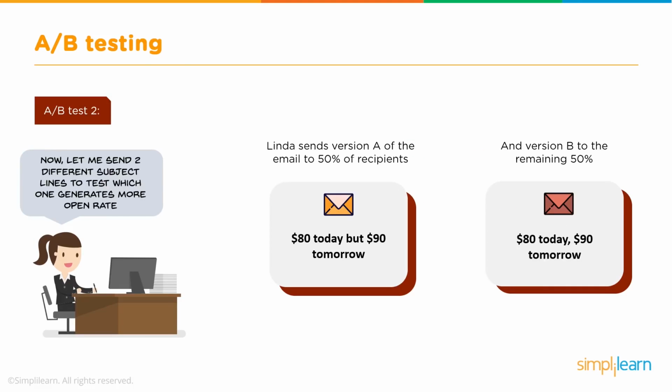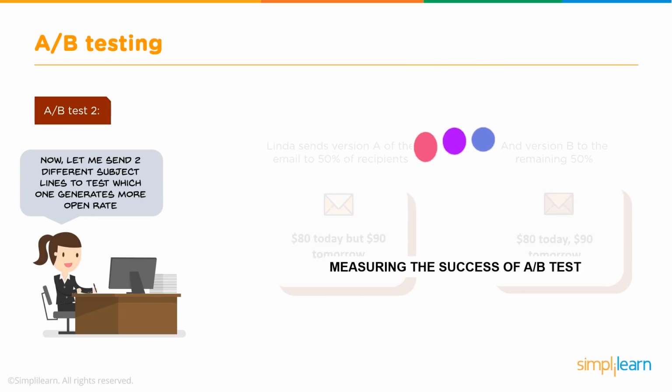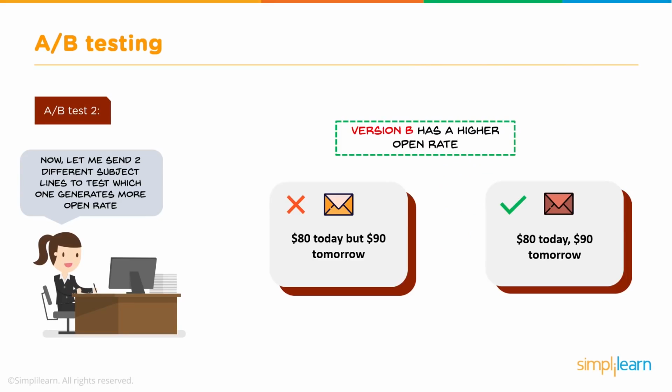So Linda sends version A of the email to 50% of the recipients. Okay? $80 today, but $90 tomorrow. And version B to the remaining 50%. $80 today, $90 tomorrow. And the only really succinct difference here is using the word but versus a comma. And she sent that email out, and the data is coming in, and she's going to measure the success of that A/B test. Well, version B has the higher open rate.